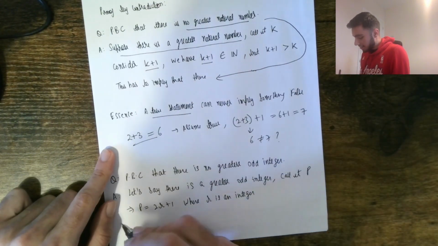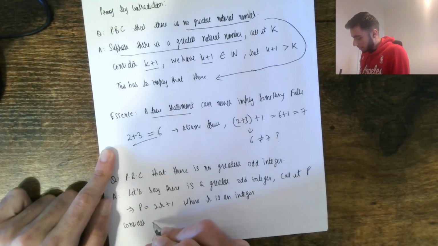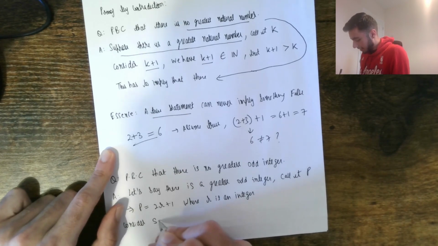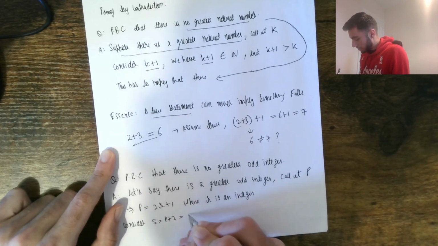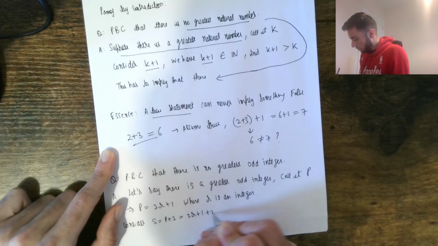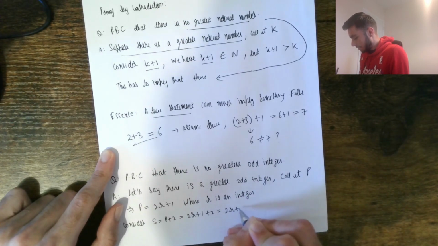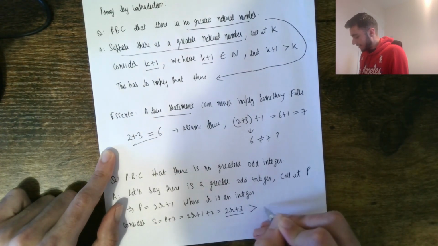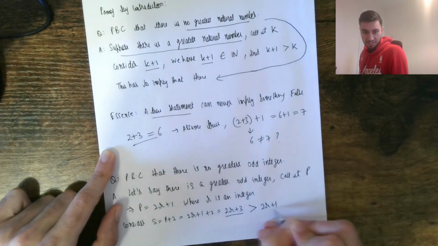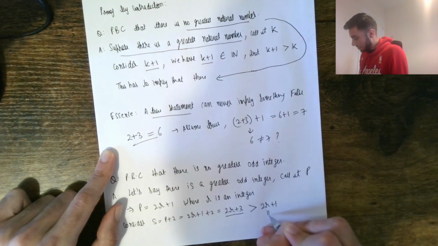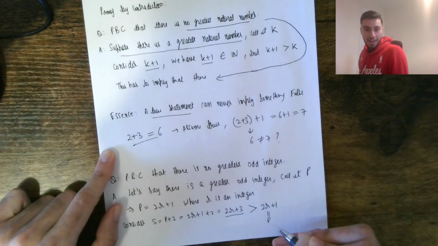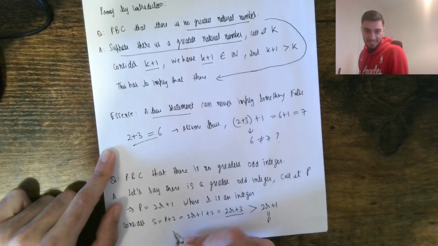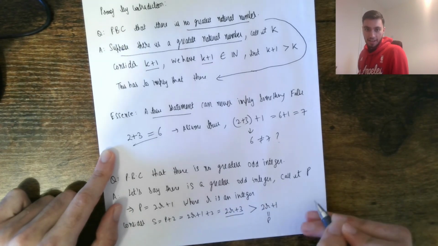Now consider p plus 2. I'm going to call it s equals p plus 2 equals 2r plus 1 plus 2, which is 2r plus 3. Now again, 2r plus 3 is greater than 2r plus 1. But what is 2r plus 1? 2r plus 1 is nothing but p. So I found that s is a number which is greater than p.